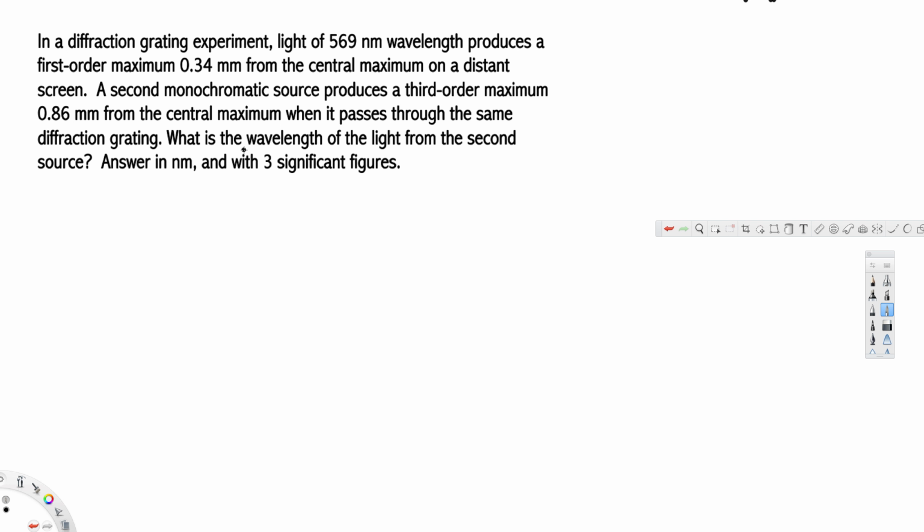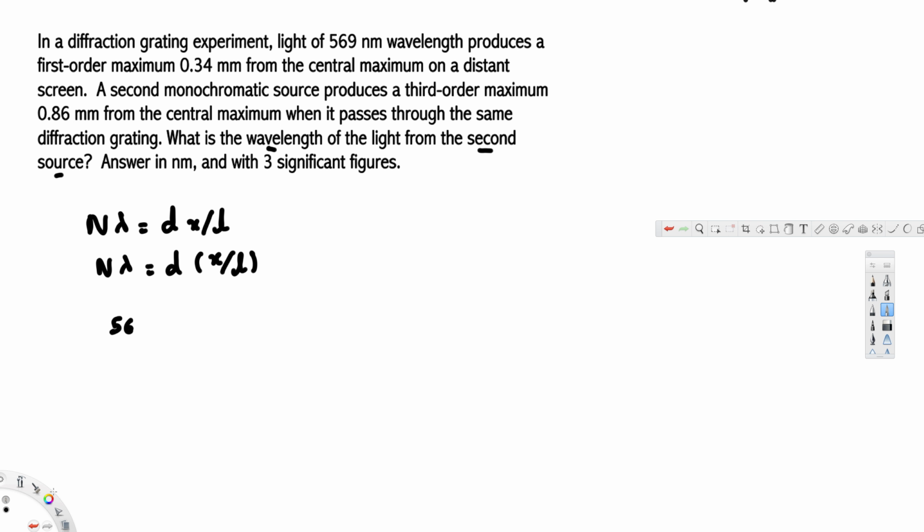Okay, here the question is asking to find out the wavelength from the second source. Here we are going to use this equation, n lambda is equal to d x over L, and you can also write this as n lambda equals d times x over L, because this x over L value is not provided. So that's what we are going to solve for. We are going to use the first situation to solve for x over L. Then we are going to use the same equation again to find out the lambda, right? First lambda is provided, that is 569.